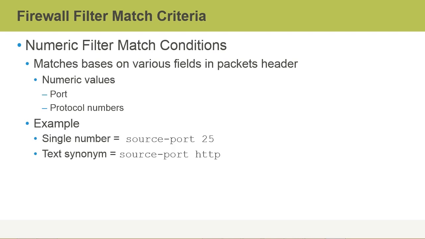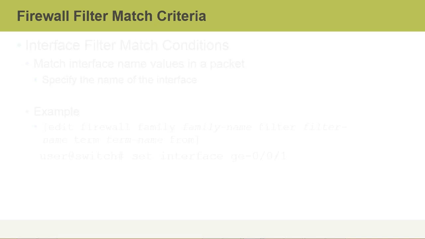So for example, we could specify a single number when filtering packets by the source port or the destination port, or we could actually use the text-based abbreviation for that port number. For instance, we could use HTTP as the text-based value instead of specifying a numerical port value of 80.